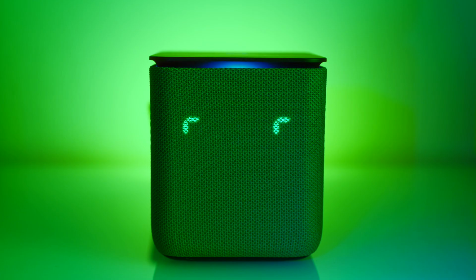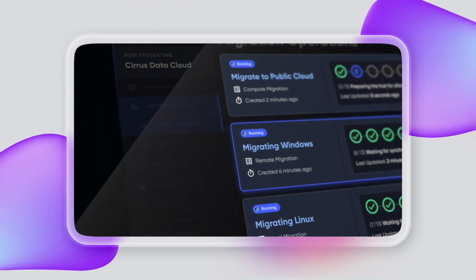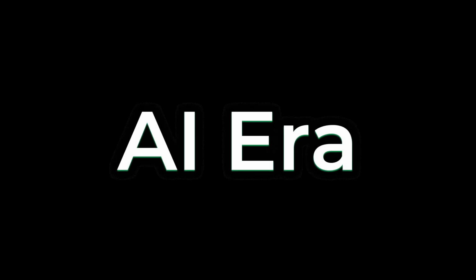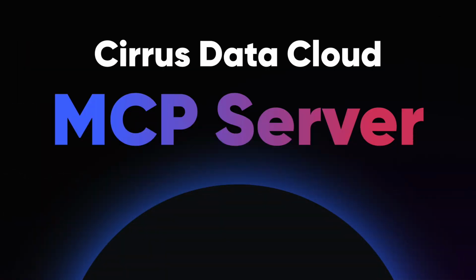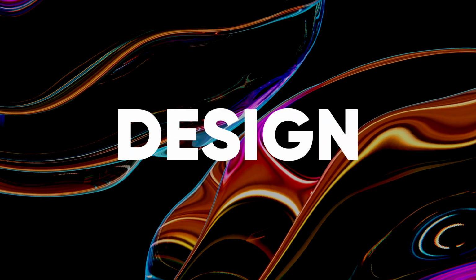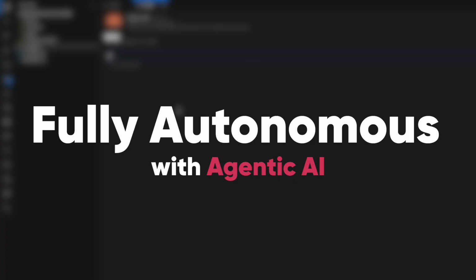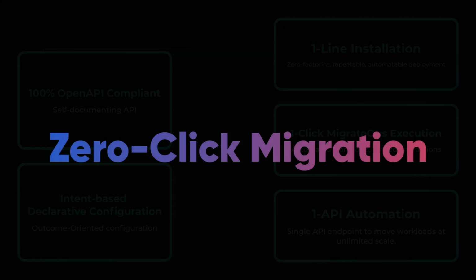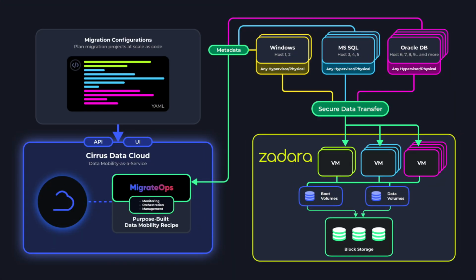Oh, one more thing. Even though MigrateOps gets you one-click migration, entering the all-new AI era, Cirrus Data is right here as well with our MCP server for any AI agents to fully autonomously plan, design, and execute your data migration. Fully autonomously. With zero click. This is how you migrate to Zadara with Cirrus Migrate Cloud.